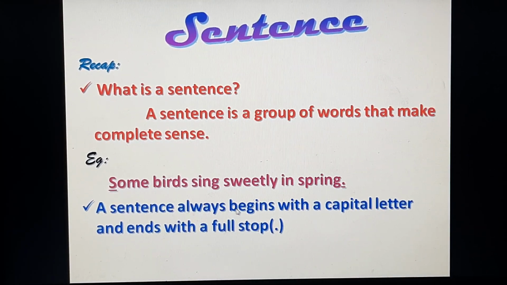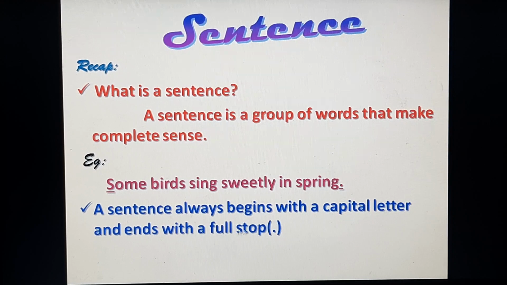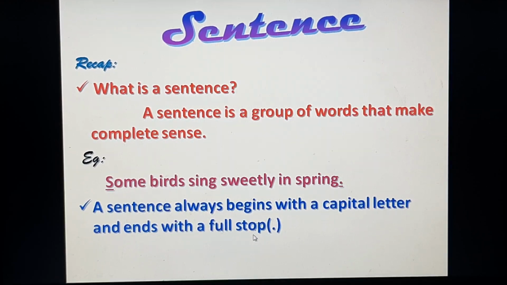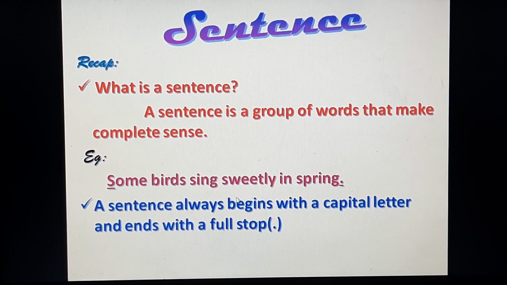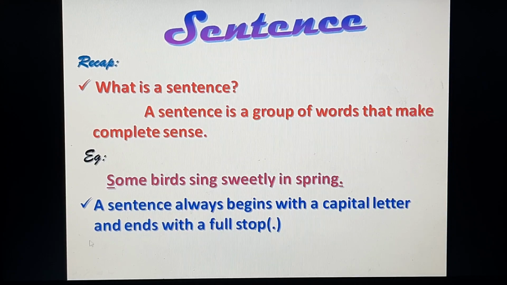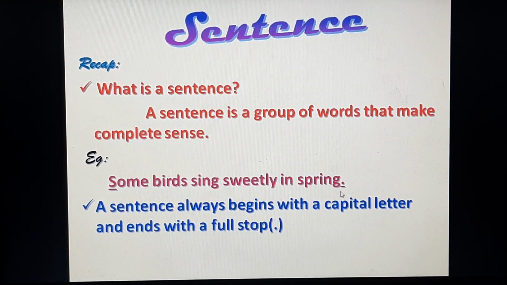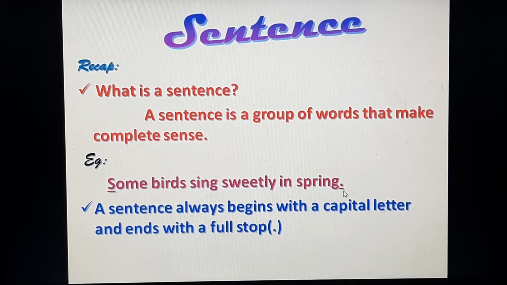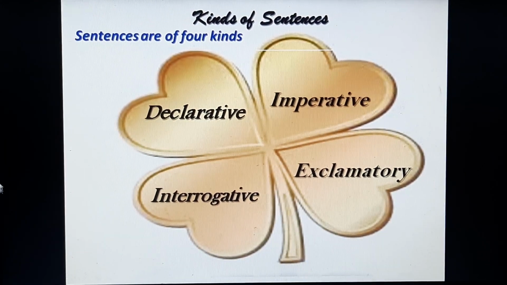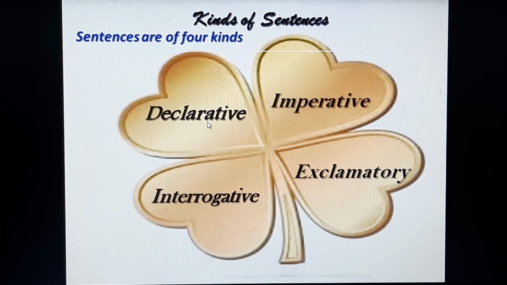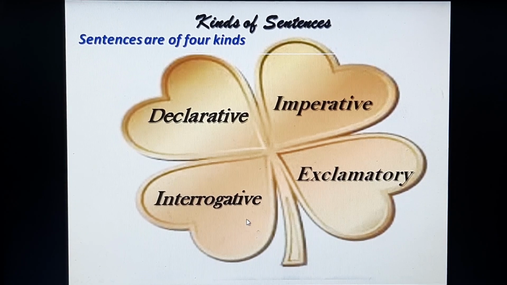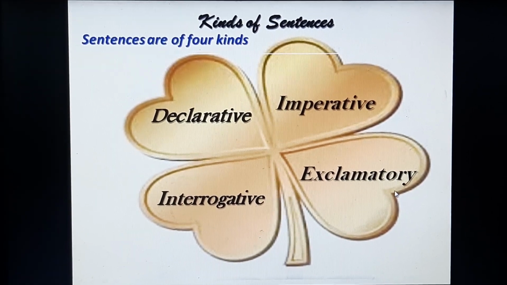A sentence always begins with a capital letter and ends with a full stop. Now, this is the punctuation for a sentence. It begins with the capital letter, ends with the full stop. Now, let's see the kinds of sentences. Sentences are of four kinds: declarative, imperative, interrogative, and exclamatory sentences.